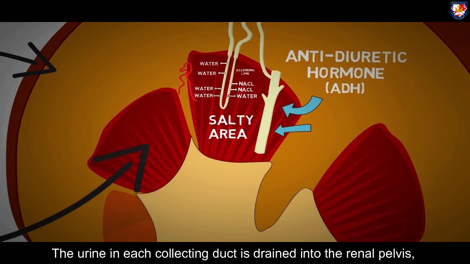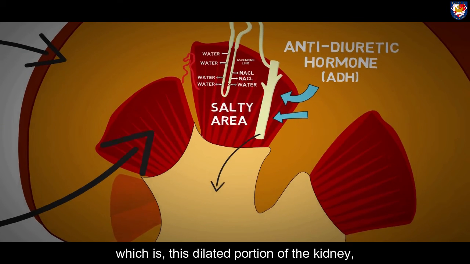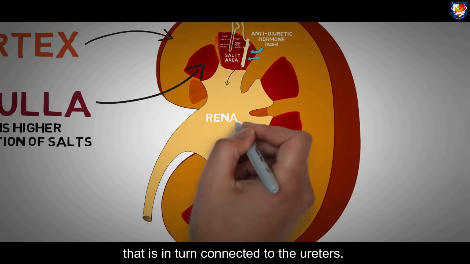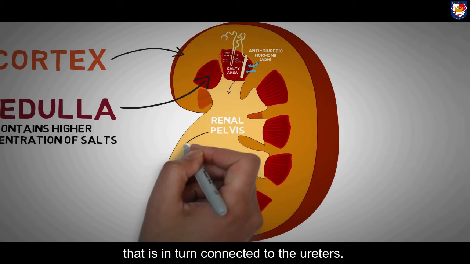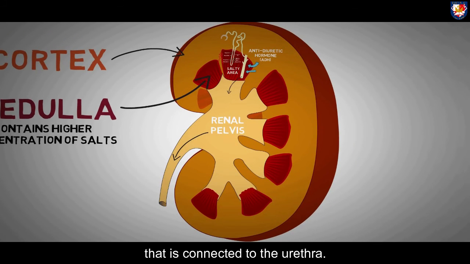The urine in each collecting duct is drained into the renal pelvis, which is this dilated portion of the kidney. This is in turn connected to the ureters. The ureters connect the kidney to the urinary bladder that is connected to the urethra. I think that's all about our lesson today.